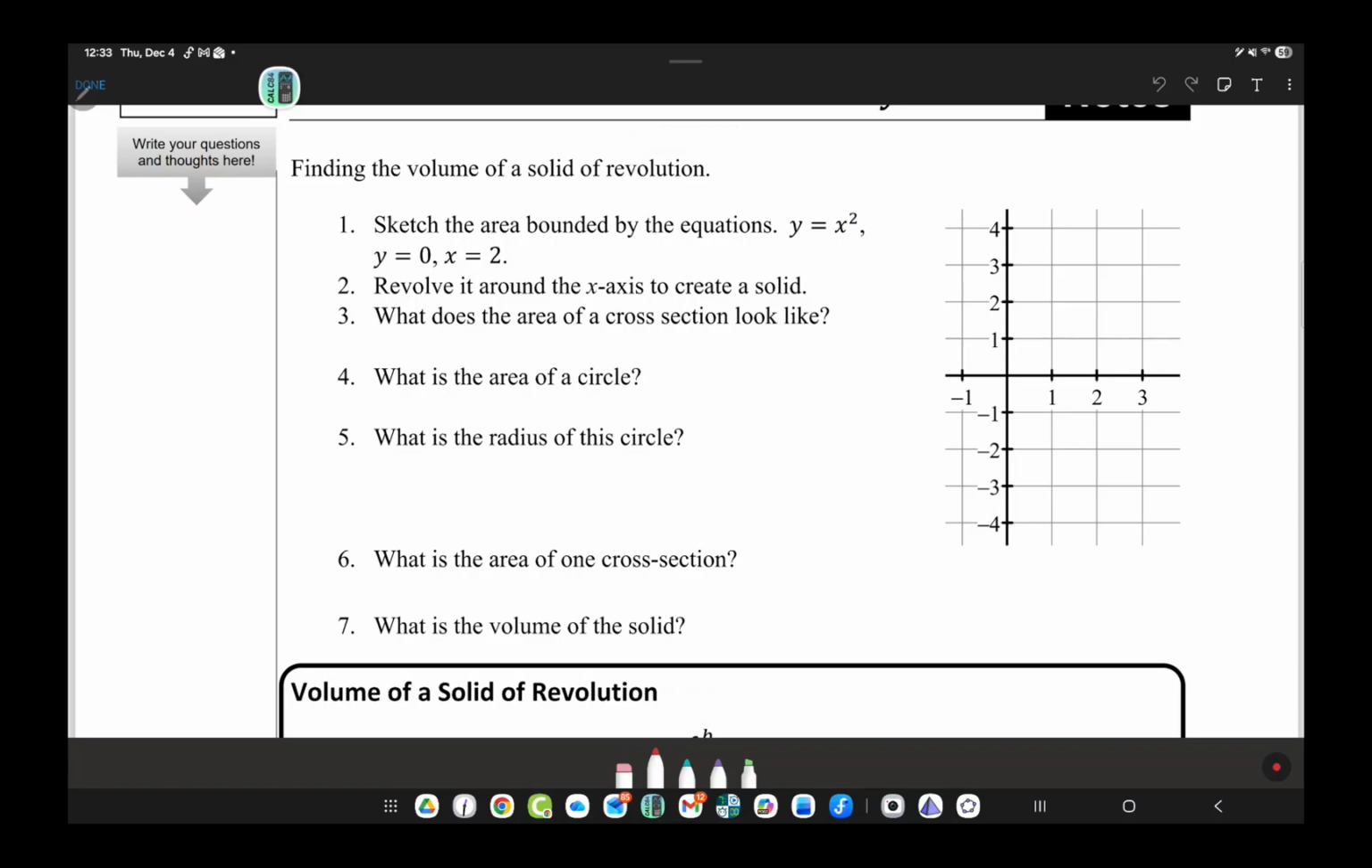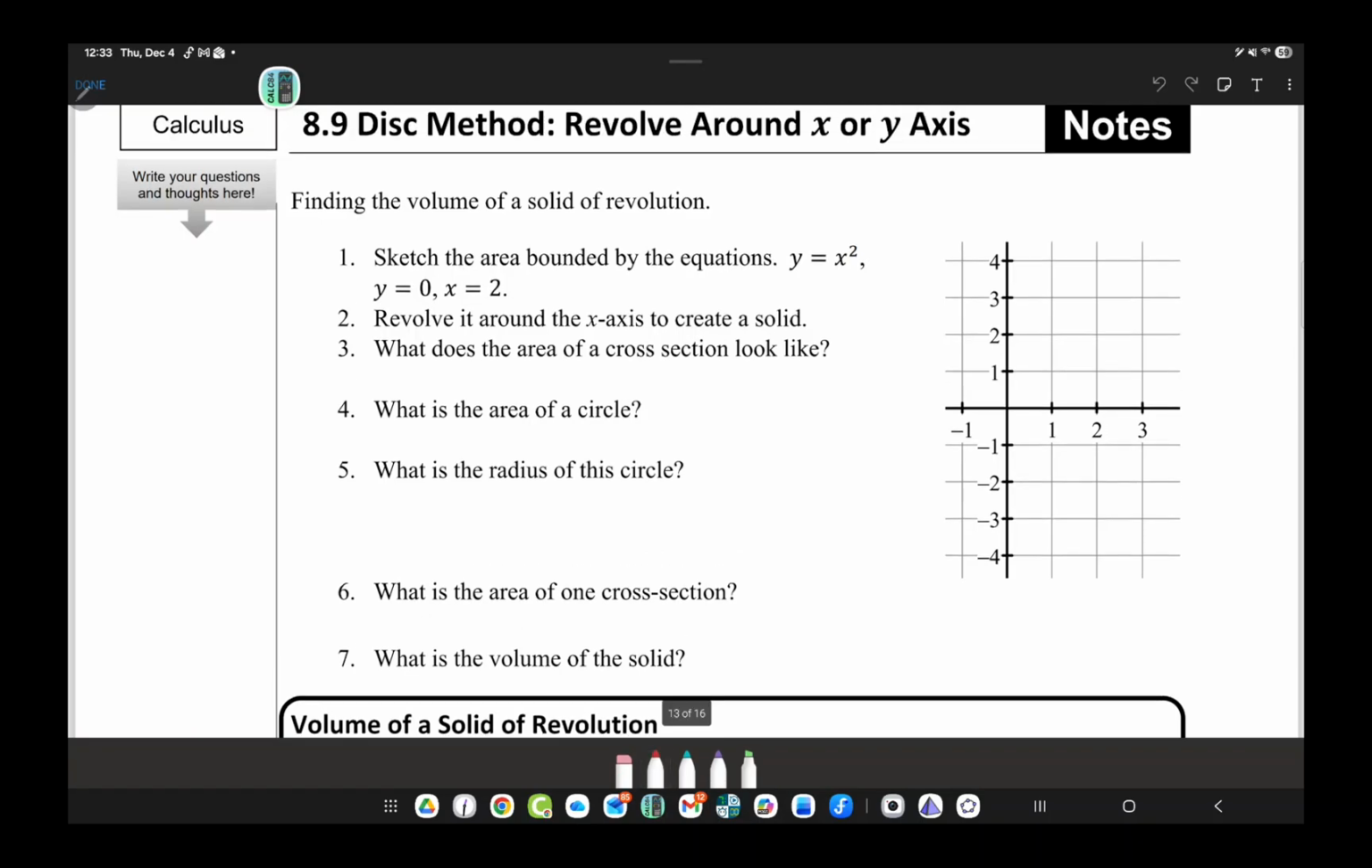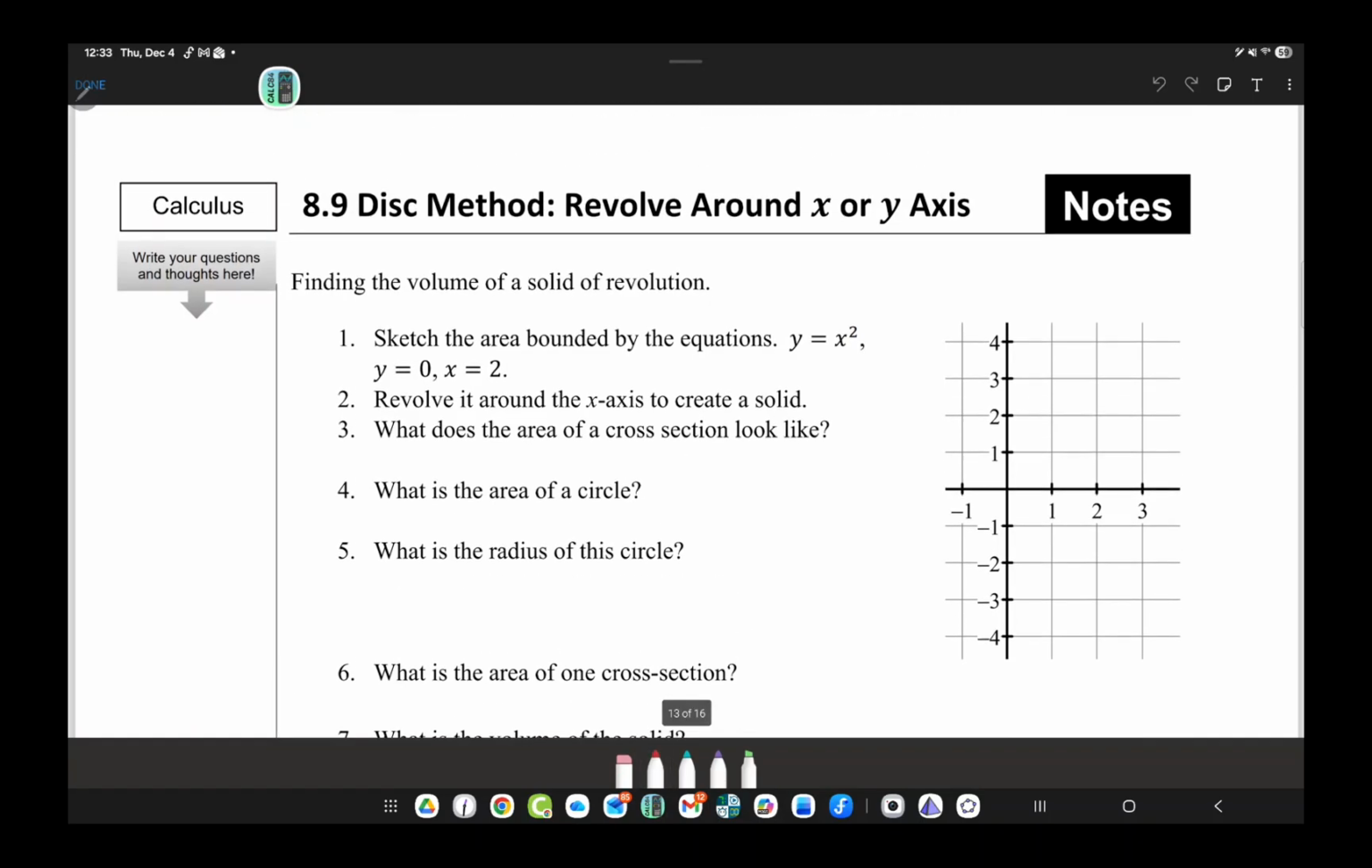All right. So we are going to talk about the disk method revolving around the x or y axis. So we are going to be finding the volume of a solid that is formed by revolving around an axis. So first we are going to graph the bounds of the solid. So we're going to sketch y equals x squared, and y equals 0, and x equals 2.